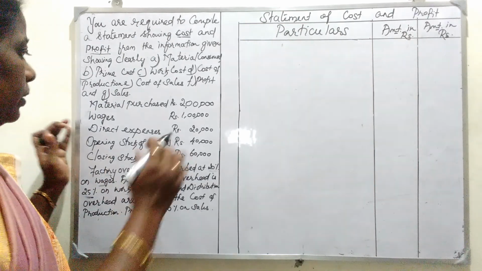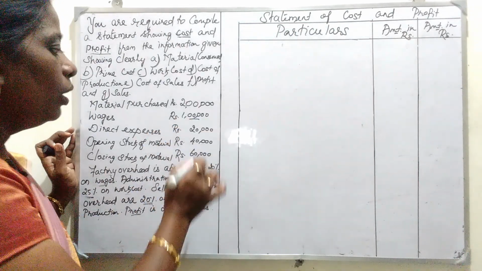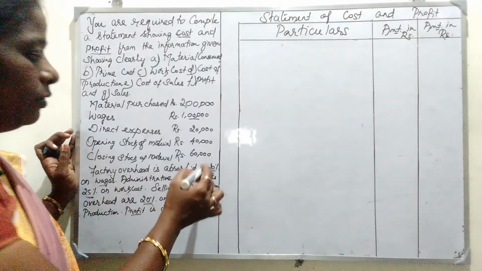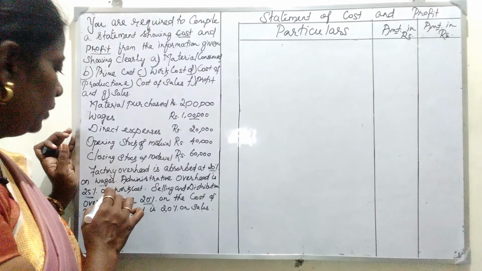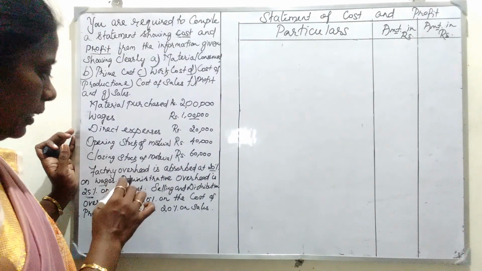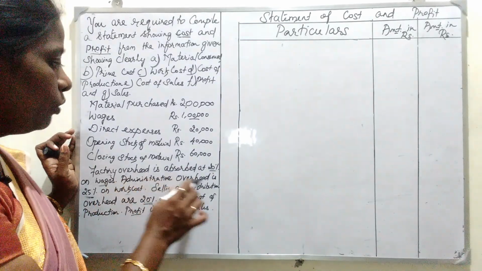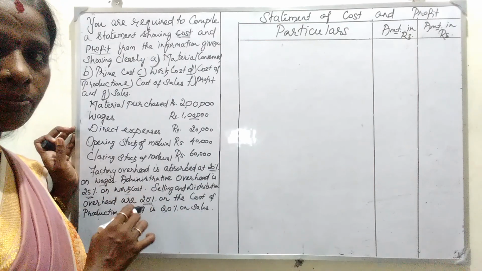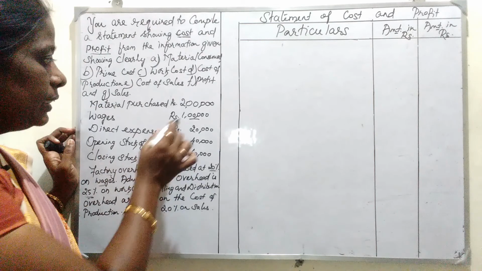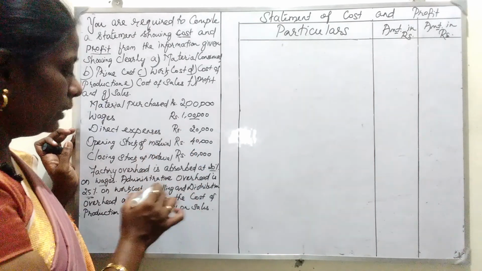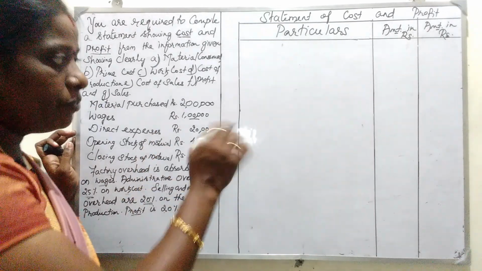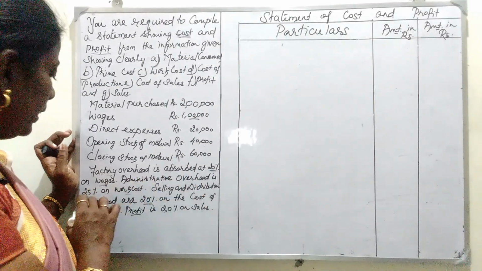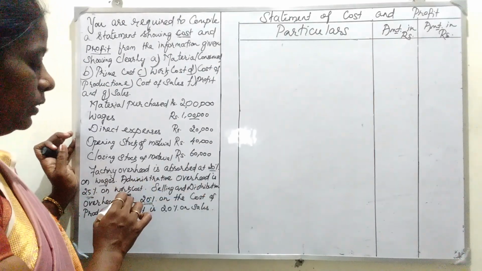So what is the value of wages? That is 1 lakh. On 1 lakh, the factory overhead is 20%. Okay. Like that, the administrative overhead is also 25% on work cost. The wages is given in the problem, but the work cost we have to find. So after finding it, we have to calculate the administrative overhead at 25% on work cost.